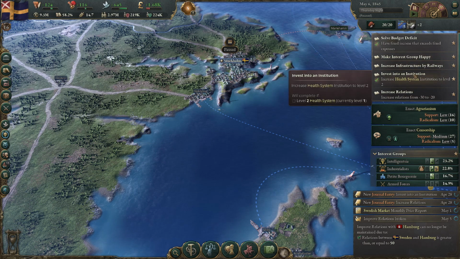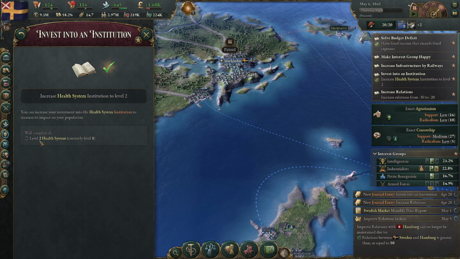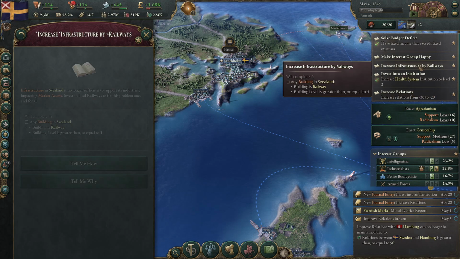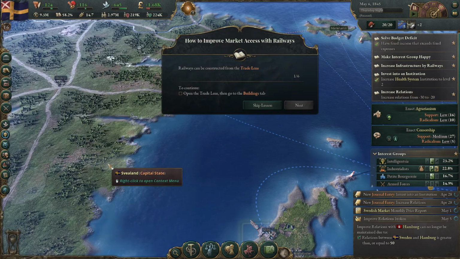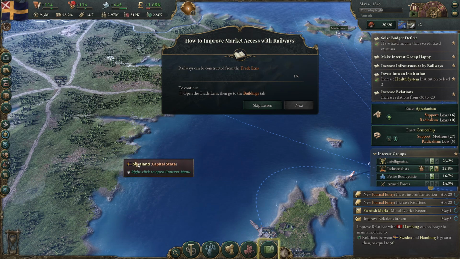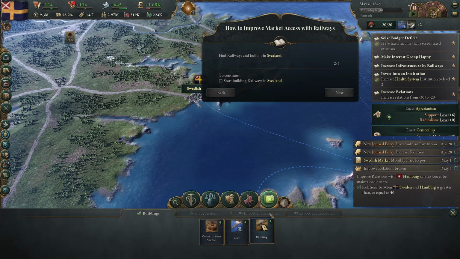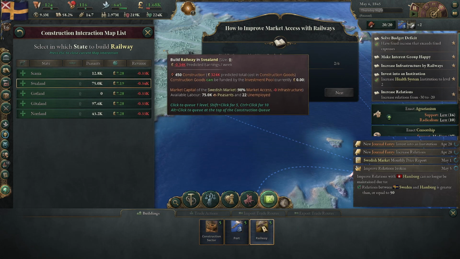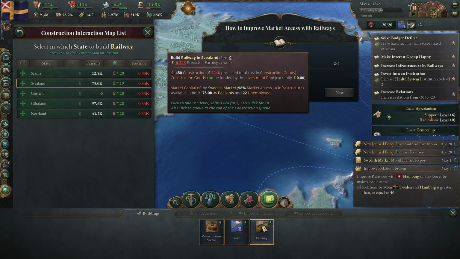Okay, so make an interest group happy. There's increased relations. Okay, we're gonna have to look at some of these. Oh, that's it. Where's the railway? Where did the railway group go? Infrastructure by railways. Tell me how. Let's open the trade. Start building a railway in Zealand.